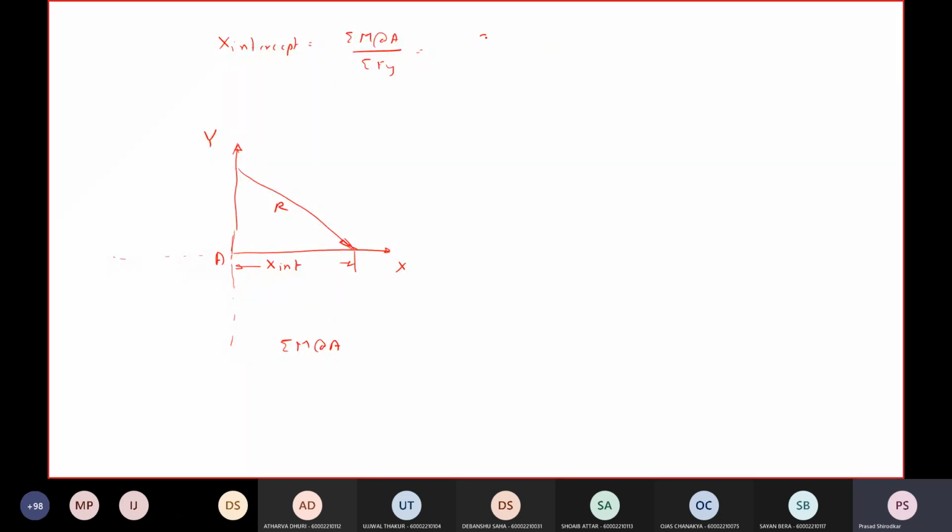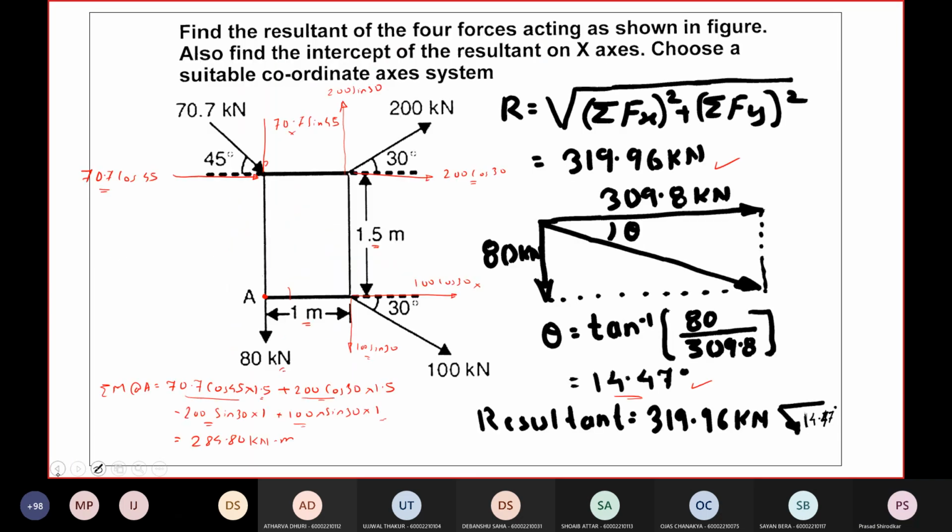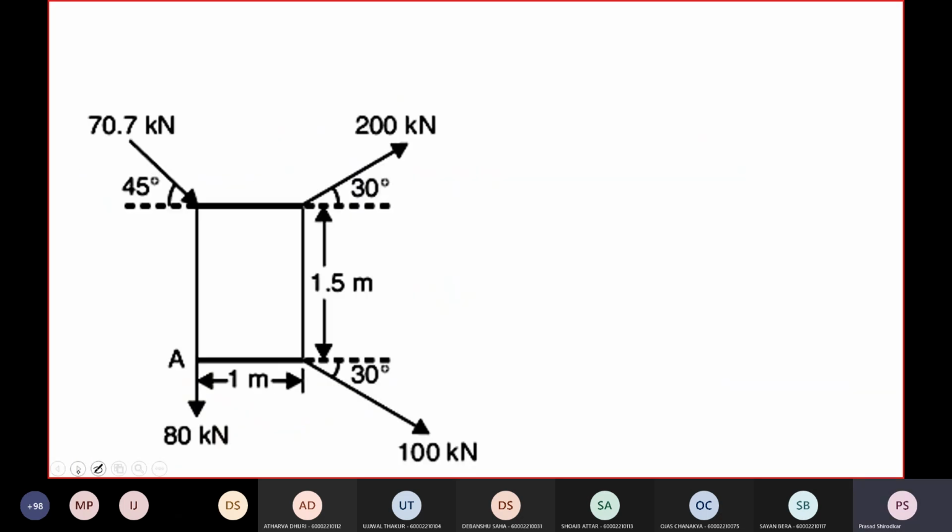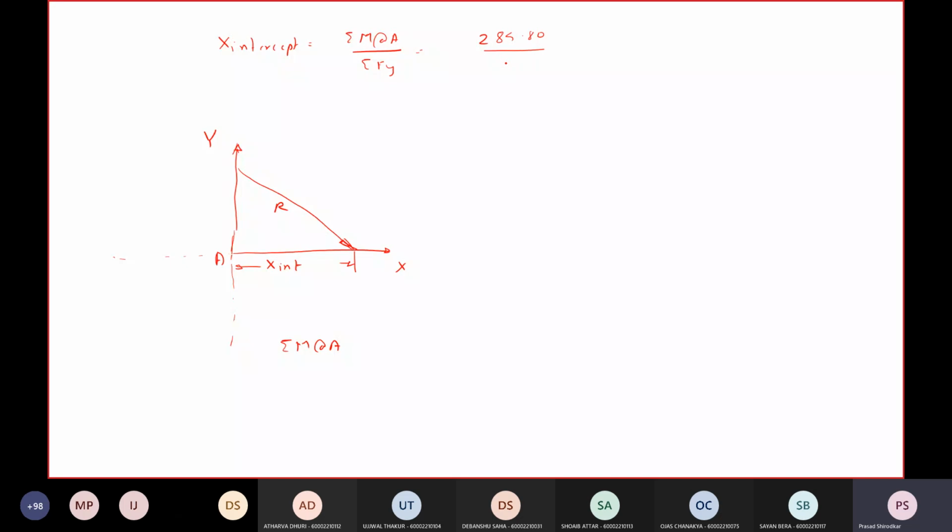So this is the summation, you have got 284.80, and what is the summation Fi you have got? Okay, you have calculated 80, right? It is 80. So divided by 80. Calculate this, how much you are getting. 3.5, sir. 3.56 meter. Correct.